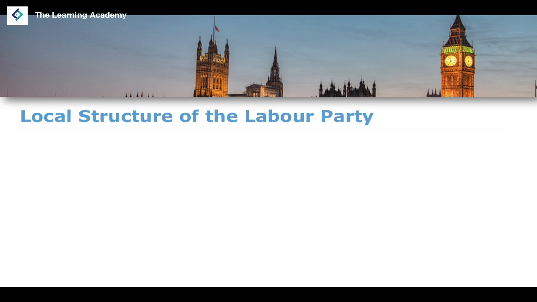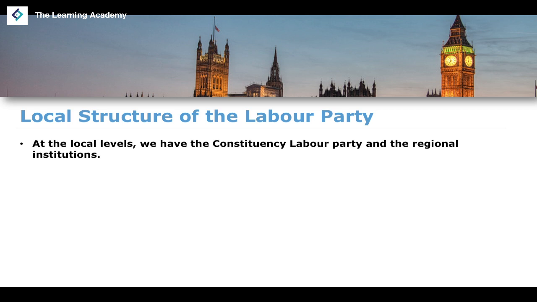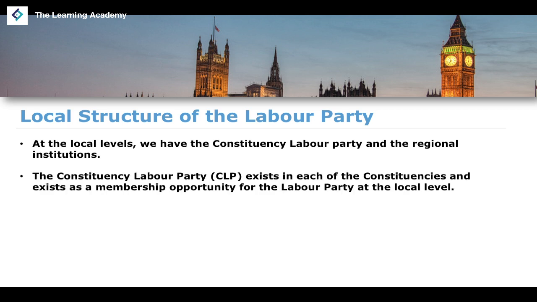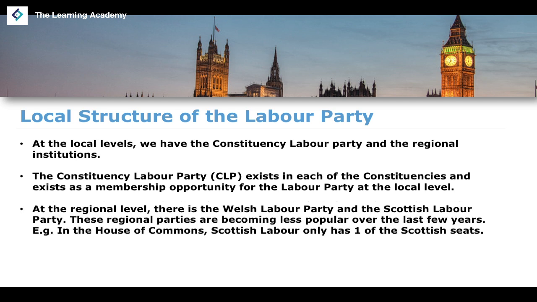So the local structure of the Labour Party, as I've just said, consists of the Constituency Labour Party and also the regional institutions. The Constituency Labour Party, the CLP, exists in each of the constituencies and exists as a membership opportunity for the Labour Party at a local level. The constituency lines for the CLPs are exactly the same as the constituency lines for the actual constituencies within the United Kingdom.